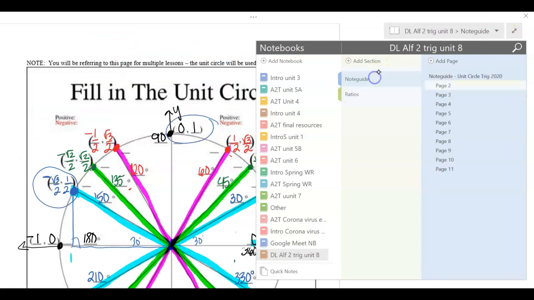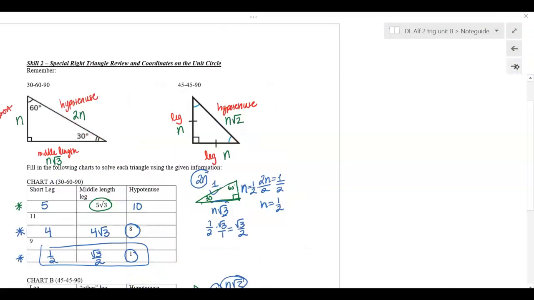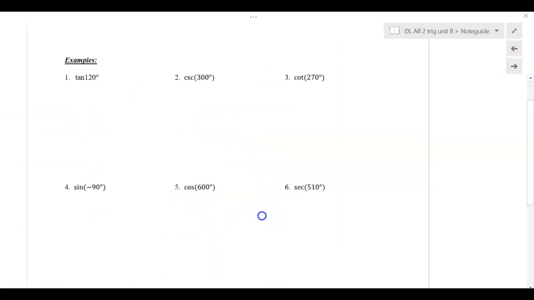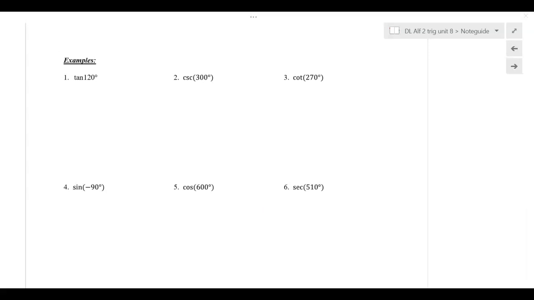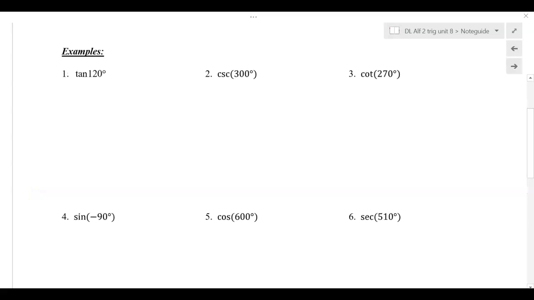So then the next thing that we're going to look at is doing some sample problems with this information. All right, so we're going to go through and look at some of these angles. So the first thing we're going to think about is tan 120. And so I'm going to show you guys how I would do them without looking at my unit circle.